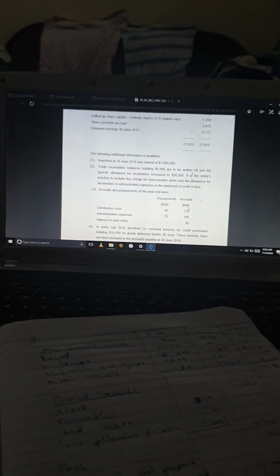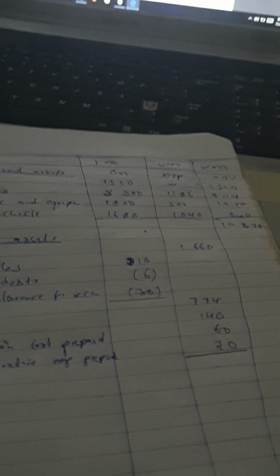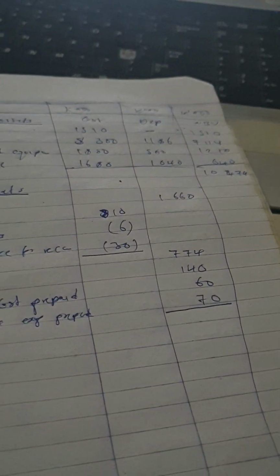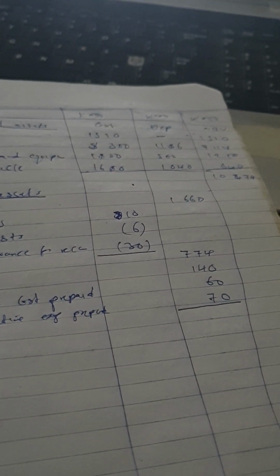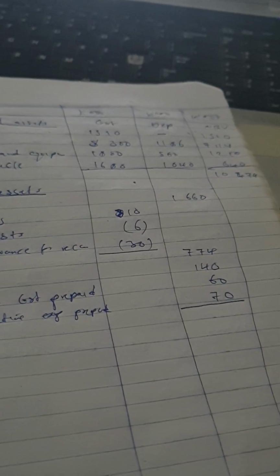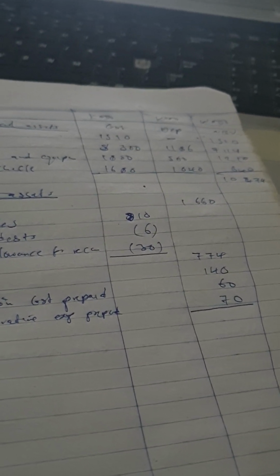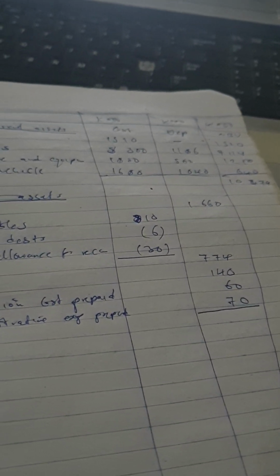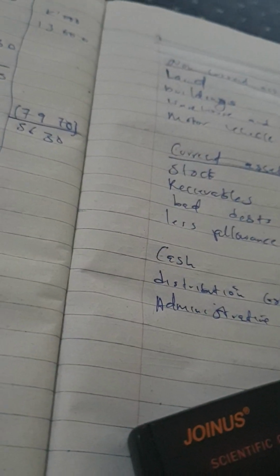Administrative expense prepaid, which is a 70. That's all. So we're going to add these things here. On top we have 1660 as our stock, plus 774 plus 140 plus 60 plus 70. We have a 2704.